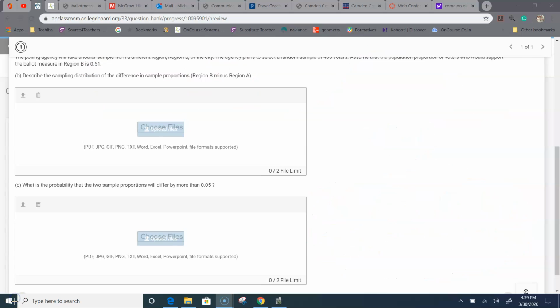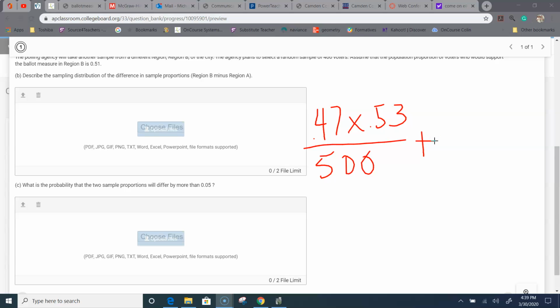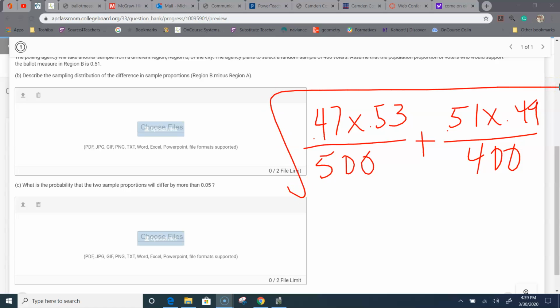Okay, so for spread, let me correct that. I just looked back up there and saw. So region A, we still have 0.47 times 0.53. And I just scrolled back up. I couldn't see it on my screen at the time. But region B, they're only taking a sample of 400. So that'd be 0.51 times 0.49 divided by 400. Sorry about that. Okay, so my standard deviation is going to be that. And then for shape, it's definitely going to be 0.51 times 400. All of those are greater than 10, so we're okay on that.